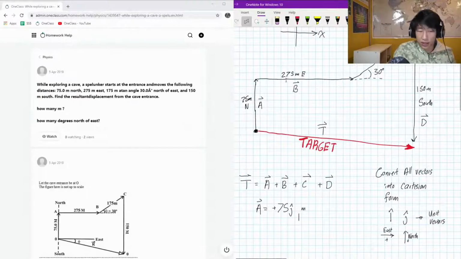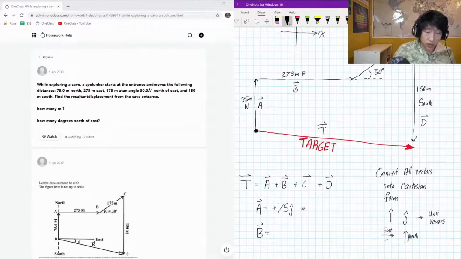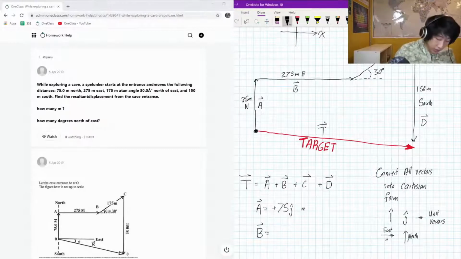Okay, now what about B? B is kind of similar. We're only going east-west, no north to south movement. So there's no j term associated with the B vector. It's just going to be i. So if we wanted to write out our B vector, we are going to be going straight towards the east, and east is our positive i direction. So this will be a positive term. Our magnitude, 275 meters in the i direction, and meters.